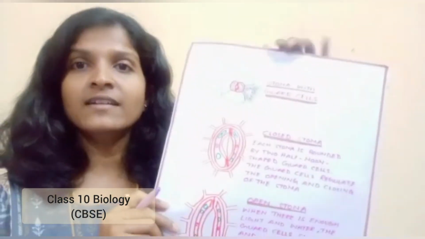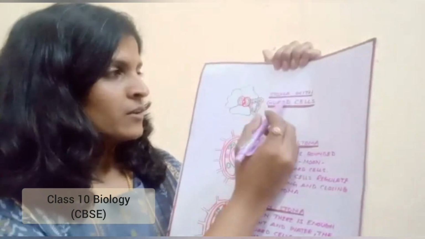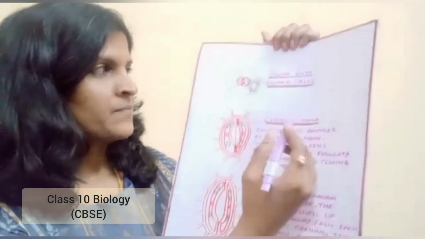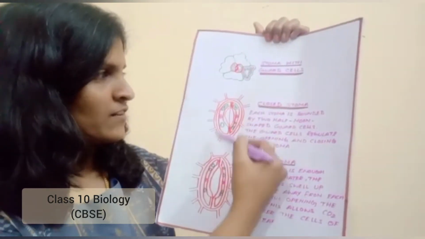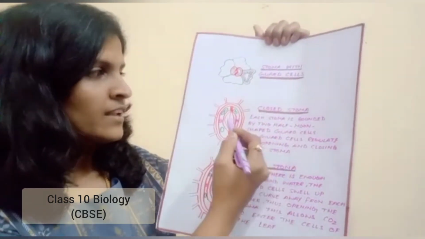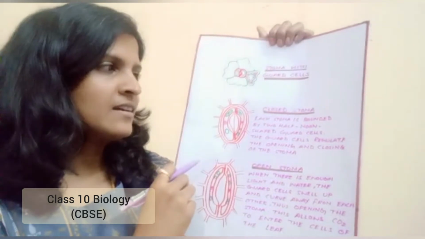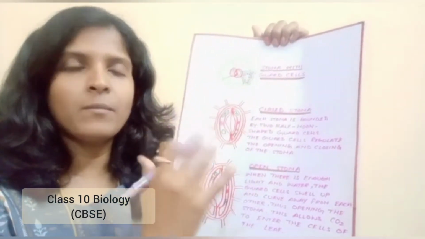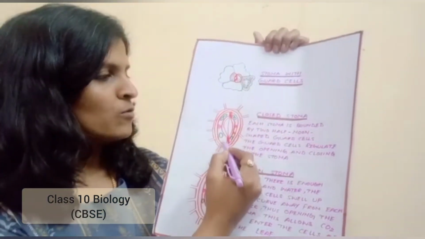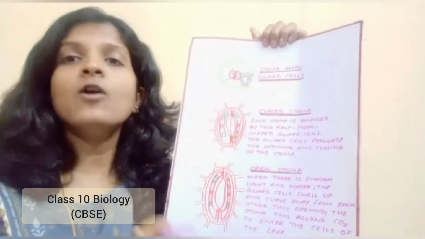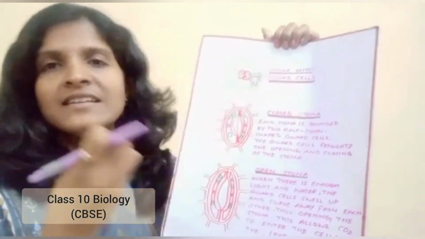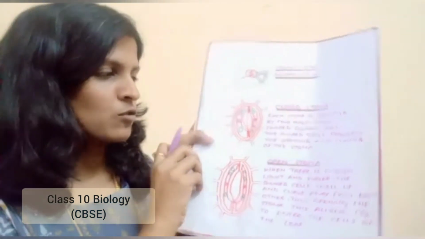Next, let's see about carbon dioxide. How does carbon dioxide enter into the leaf pores? This is a stoma with the guard cells. This is a closed stoma. This one is an open stoma. What is the difference between these stomata? In a closed stoma, we can see each stoma is bounded by two moon-shaped guard cells. They regulate the opening and closing of the stoma. This is the main function of the guard cells.